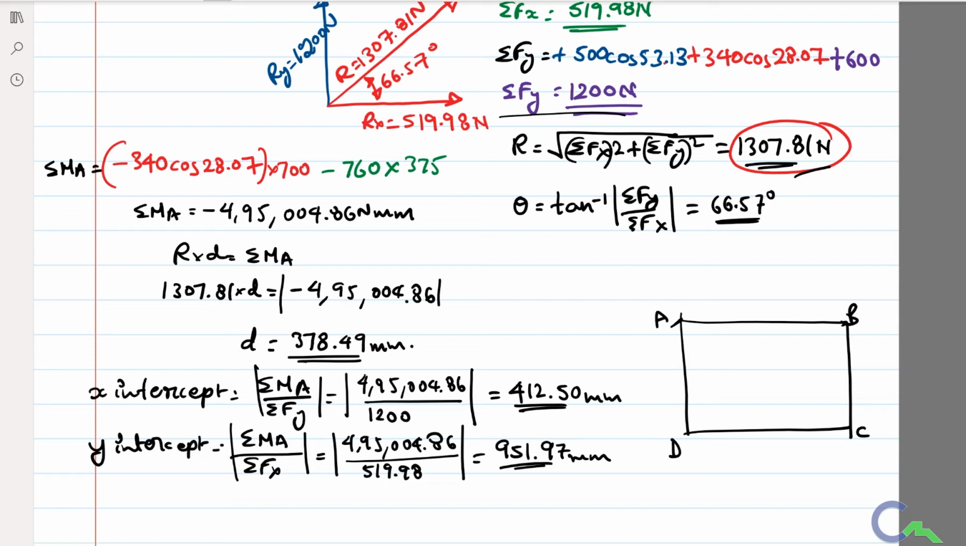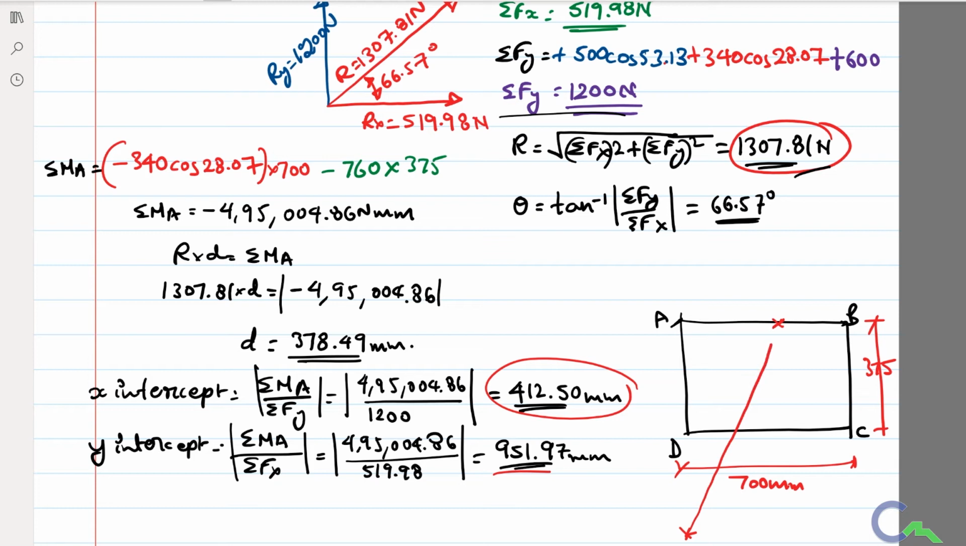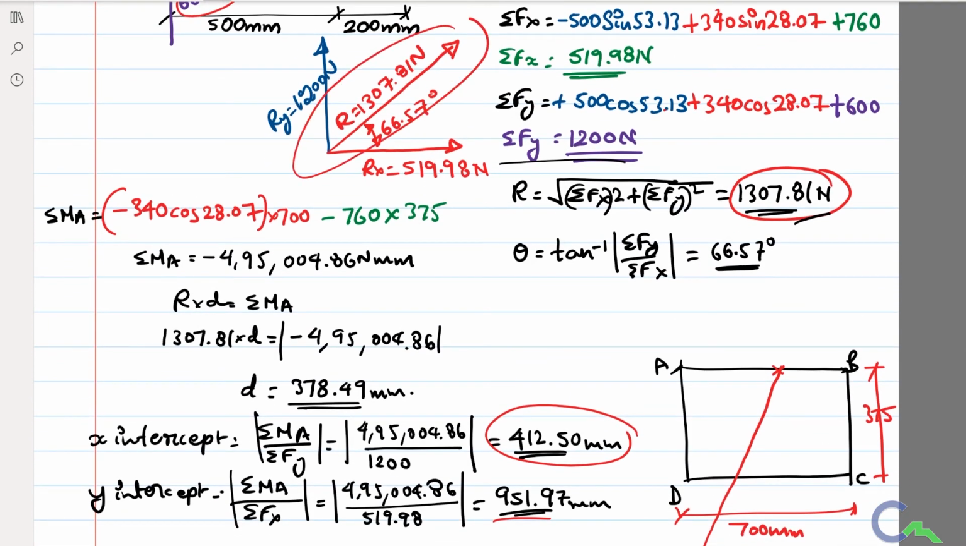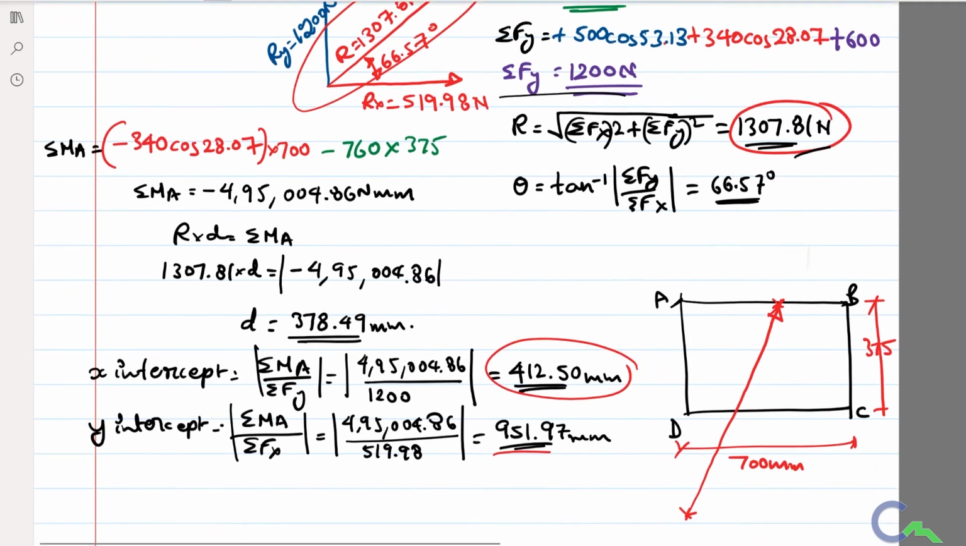So after getting all these values, I have to show that in figure. So with respect to A, x value I will show. So total is 700 mm, then vertical distance is 375 mm. So x value we got 412, that is somewhere here. Then y value we got, that is 951, maybe that is here. Now I am going to join these 2 points. So according to resultant, my quadrant should be here.